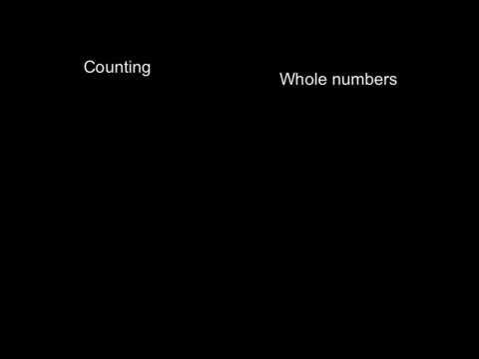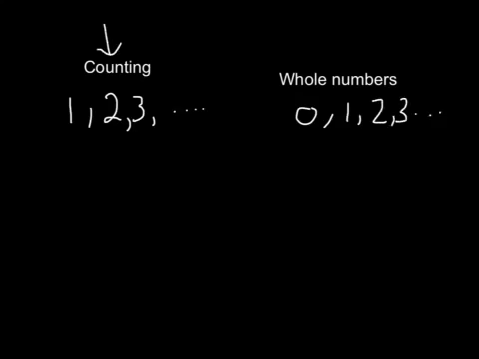There are two different kinds of numbers. There are counting numbers. These are numbers that are 1, 2, 3, and so on. And then there are whole numbers. Whole numbers are 0, 1, 2, 3, and so on. Is every counting number also a whole number? Yes, every counting number is a whole number. But is every whole number a type of counting number? No, 0 is not included.